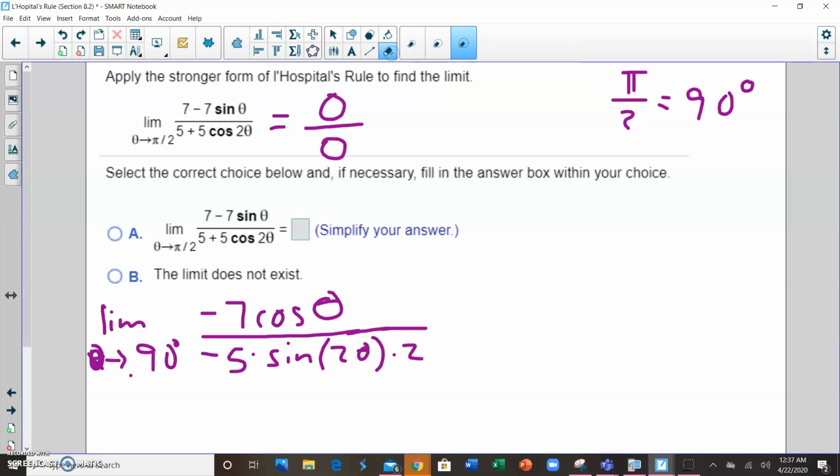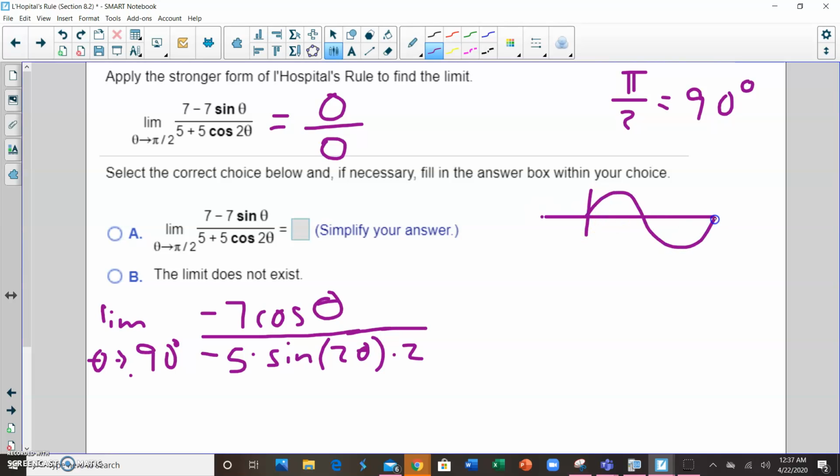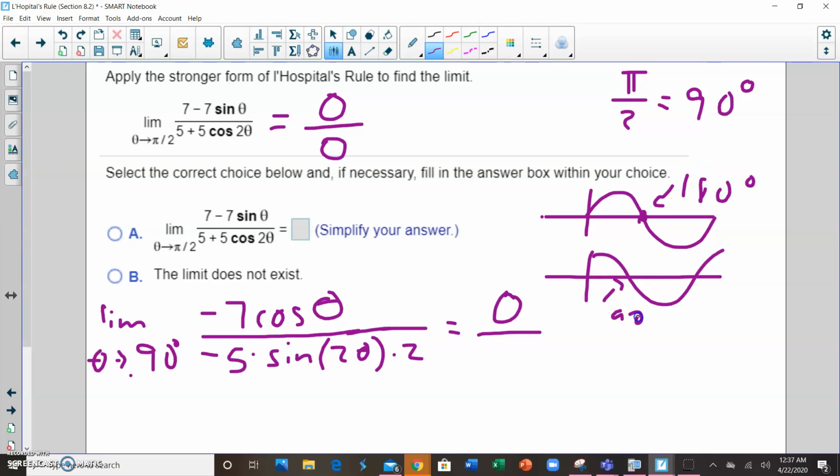All right, okay. Now, if you remember, you have your sine and your cosine curve. Your sine curve looks like that, and your cosine curve looks like that. The cosine of 90 degrees is 0. So I'm going to get 0 divided by, now the sine of 2 theta is 180 degrees. So here is 180 degrees, and here is 90 degrees. So I get 0 divided by 0.